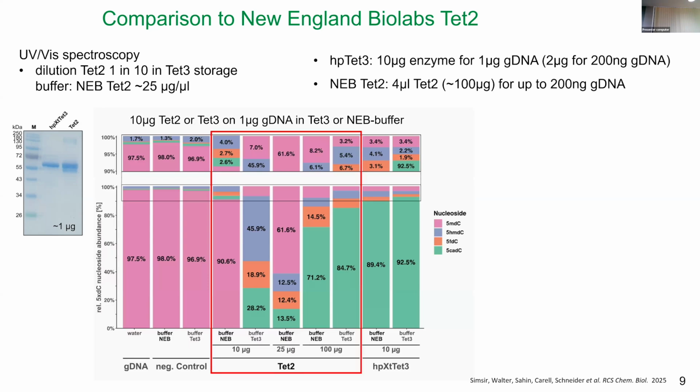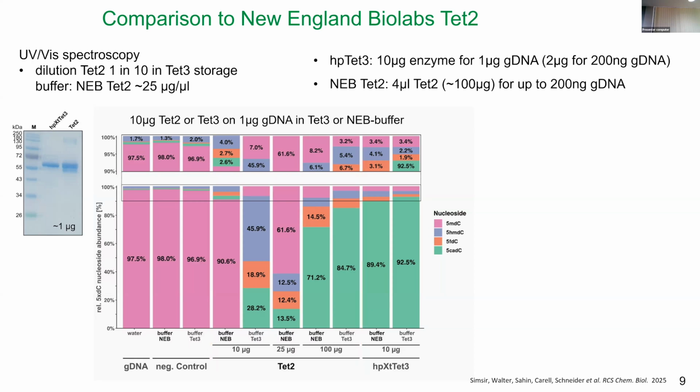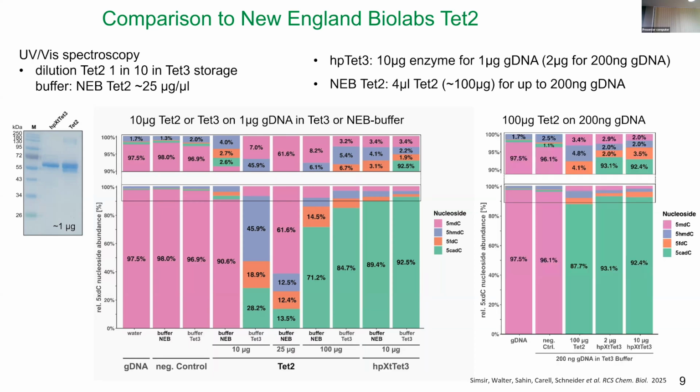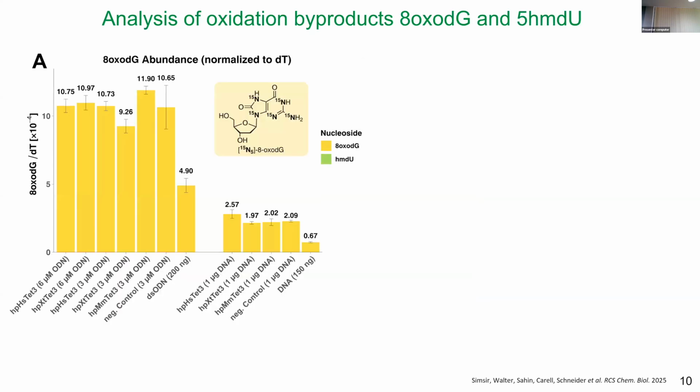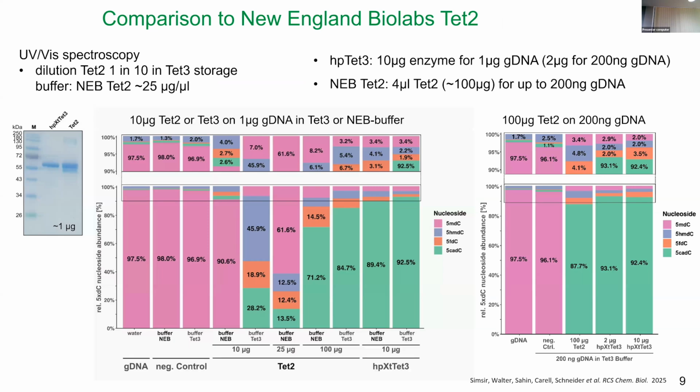And if you see here, if we use just 10 micrograms of the enzyme and 1 microgram of genomic DNA, we only get 2.6% conversion rate. If we use more Tet2, we get a higher conversion rate, but it also seems to work better in our reaction buffer. Then, to be fair, we tested it on the conditions they use, basically 4 microliters with 200 nanograms of DNA. In our buffer, we then get almost 90% conversion rate.